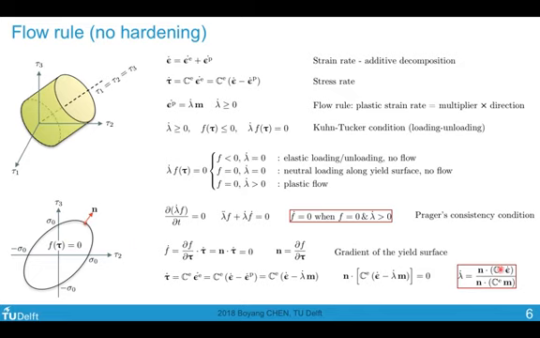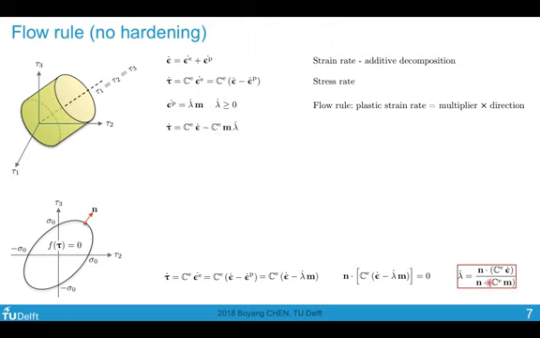CE is our constitutive tensor. The epsilon dot is the total strain rate. Numerically, this would be simply delta epsilon divided by delta t. And delta epsilon is a total strain increment, and this can be obtained from our displacement increment through the strain displacement matrix B. So in this expression, the only unknown is m.